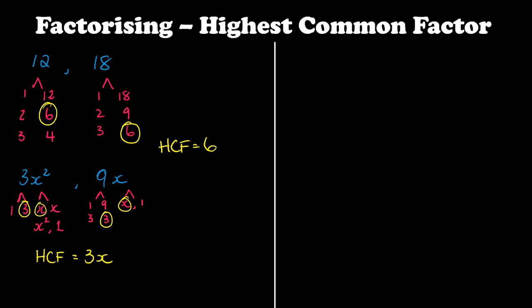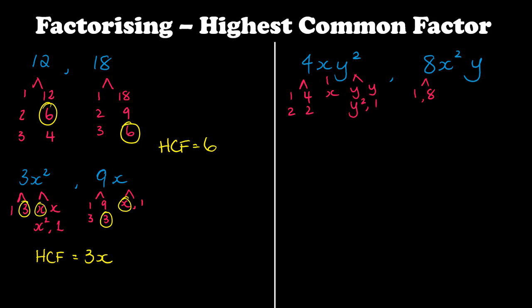We'll do one more just finding common factors of both, and then we'll look at how we actually factorise them. So the next one that we're looking at is 4xy squared and 8x squared y. Once again, I do each thing separately. 1 and 4, 2 and 2, x, y and y, or y squared and 1. Here we've got 1 and 8, 2 and 4, x and x, or x squared and 1, and y.